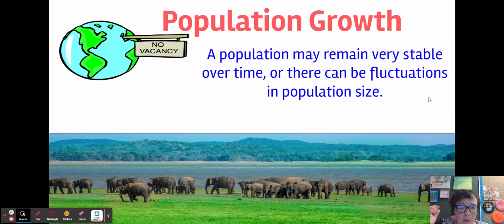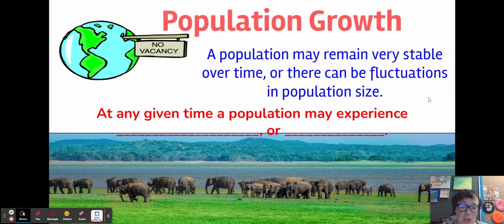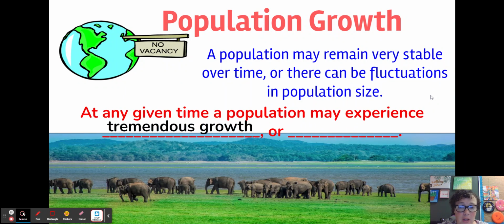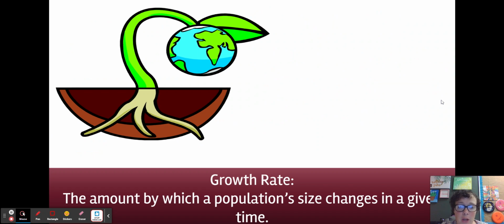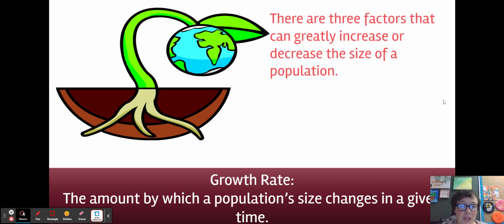Now, when we talk about population growth, we need to understand that it can either remain stable or there can be fluctuations. At any time, populations can be having lots of growth or they can be having decline if there are fluctuations. When we look at the growth rate, or how quickly a population is growing or declining, we can look at the change over time. It's a rate, kind of like a speed of change.